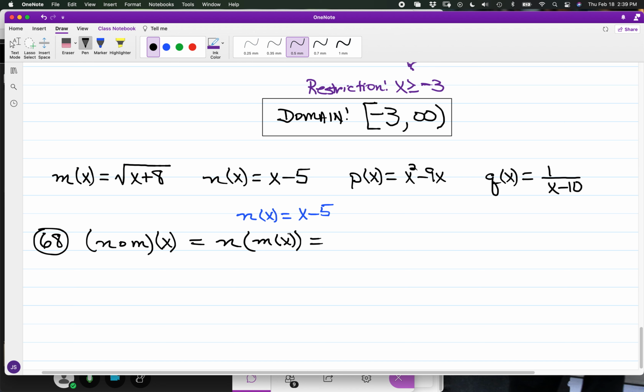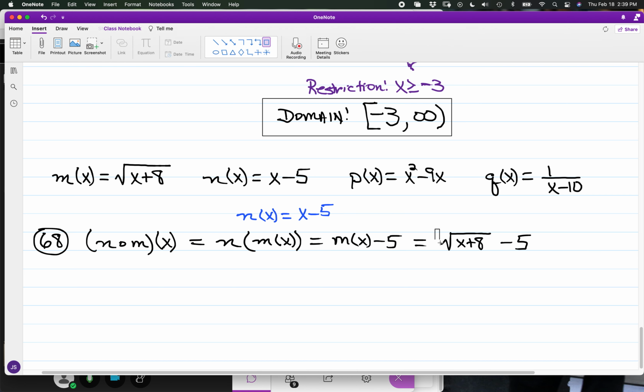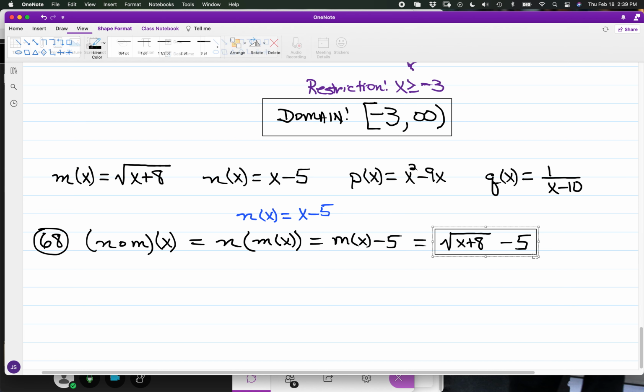And for n of m of x, m of x takes the place of x. So I have m of x minus 5. And in place of m of x, again, we have the variable expression, so we have the square root of x plus 8, followed by the subtraction of 5. And for this difference, that is going to be the final composition.